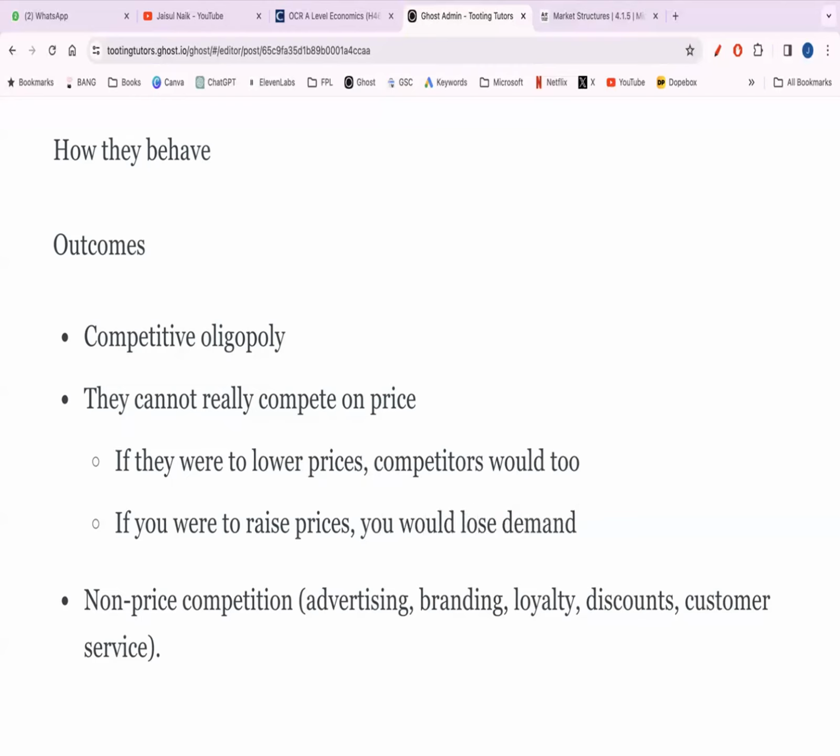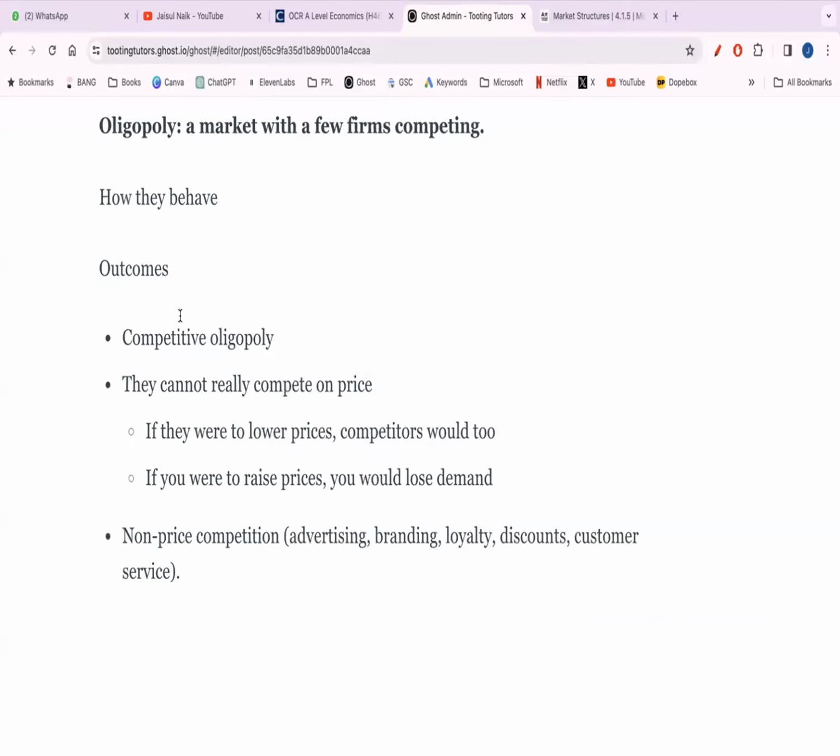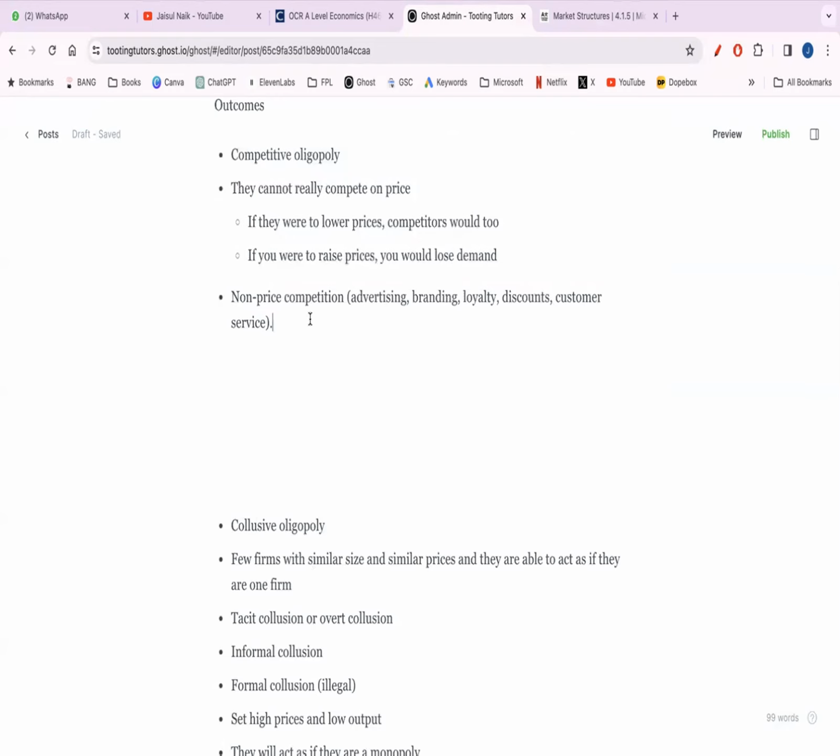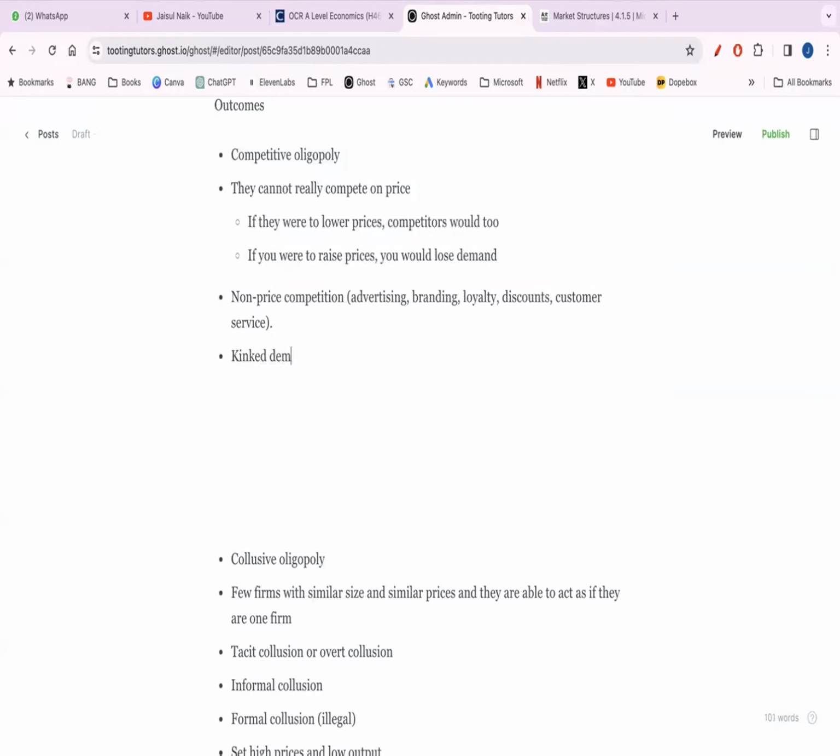The question will never specify that it's a competitive oligopoly or a collusive oligopoly. So that's your job to either talk about both and evaluate, or to decide from the beginning which one you think it is based on the information they give you. And the diagram for this is a kinked demand curve.